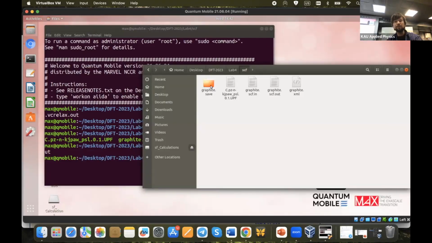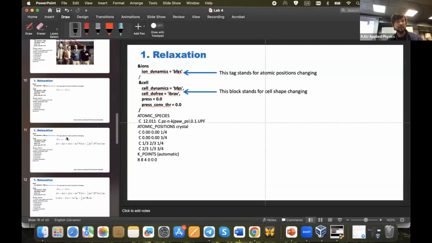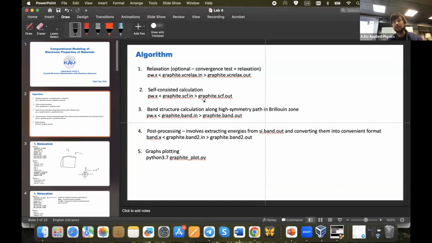So then we can proceed by this algorithm. The algorithm is the same as for band structure creation. We made this relaxation step. We have found the most relevant atomic cell, unit cell. Then we use this unit cell for self-consistent calculation. Then we make the band structure calculation as we made it last time, and then we just make post-processing.